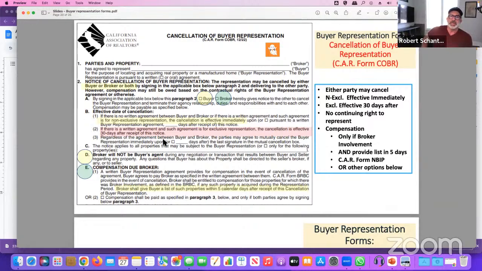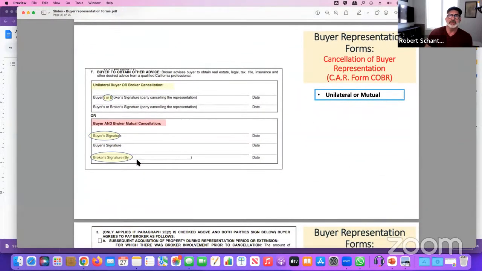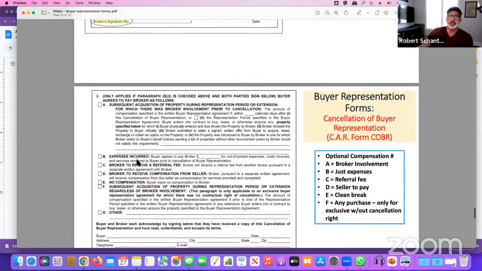Broker will not be the buyer's agent during any negotiation or transaction that results between buyer and seller regarding any property. Any questions the buyer has about the property shall be directed to the seller's broker, if any. And then E defines the commission, the compensation due to broker. Section F is it a unilateral or a broker cancellation, or is it a buyer and or broker mutual cancellation? Depending on the scenario.